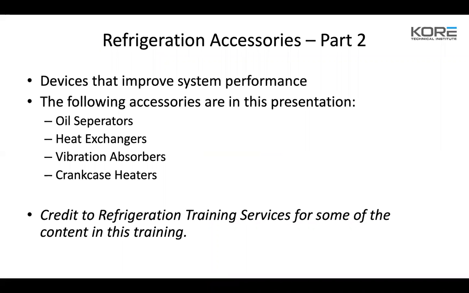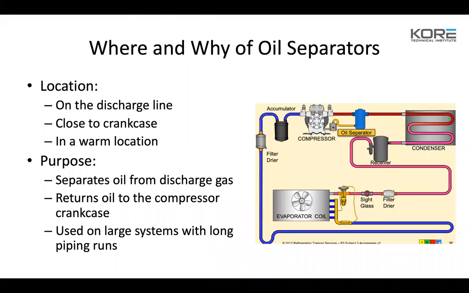Moving on. So, devices that improve system performance and follow accessories are oil separators, heat exchangers, vibration absorbers, and crankcase heaters. So, where and why have oil separators? Where we're going to see oil separators, guys, mostly is on rack systems. The location is on the discharge line, close to the crankcase heater, in a warm location.